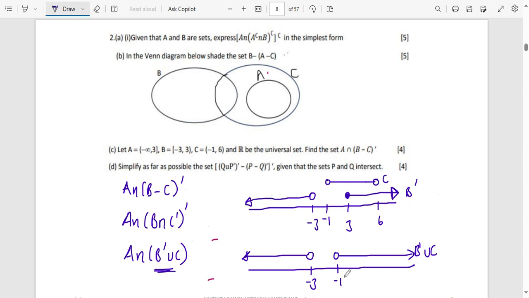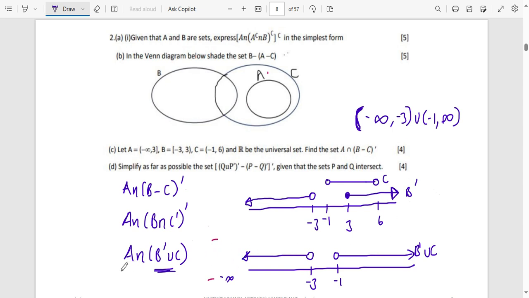Okay, so this is not even the final answer. But if you wanted to write it as a set, it is from -infinity. Now infinity, you always use open interval brackets, to -3 union from -1 to +infinity. If you wanted to write that down.